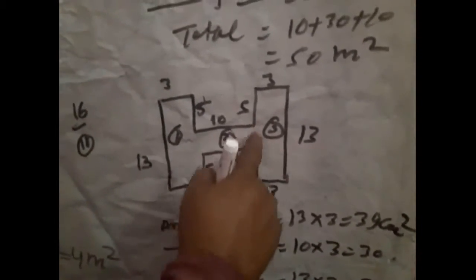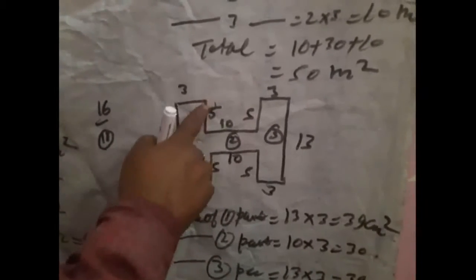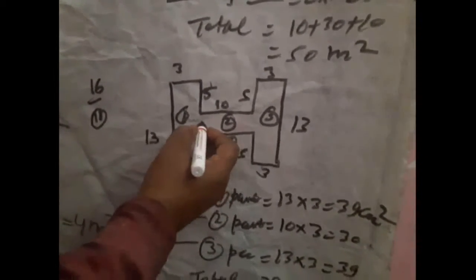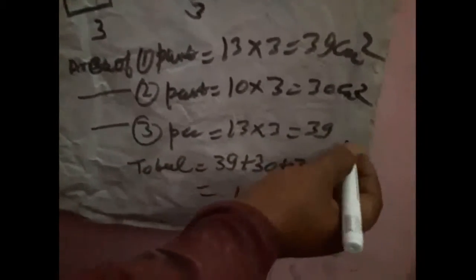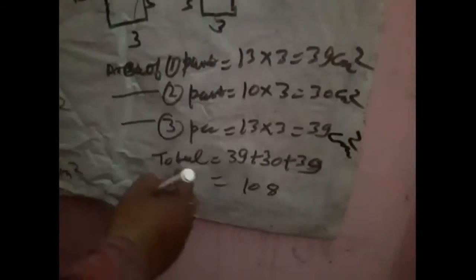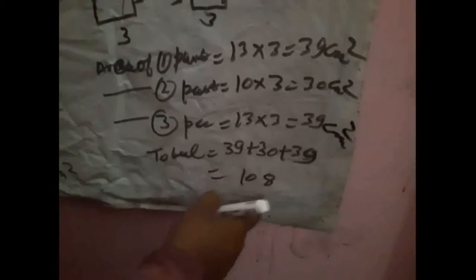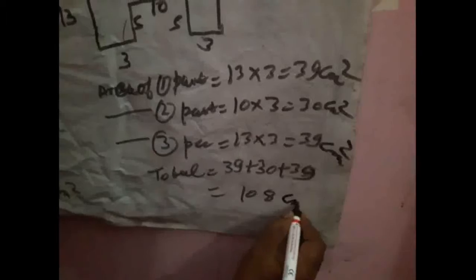This is our second part. This is 10, and how much is this? Total 13. This is 13, and 5 this and 5 this. So 5, 5, 10, and 13 minus 10 is equal to 3. This means this distance is 3 and length 10. So area of second part is equal to 10 into 3, 30 centimeter square. And area of third part, same as first part, 13 into 3, 39 centimeter square. So total area is equal to 39 plus 30 plus 39 is equal to 108 centimeter square.